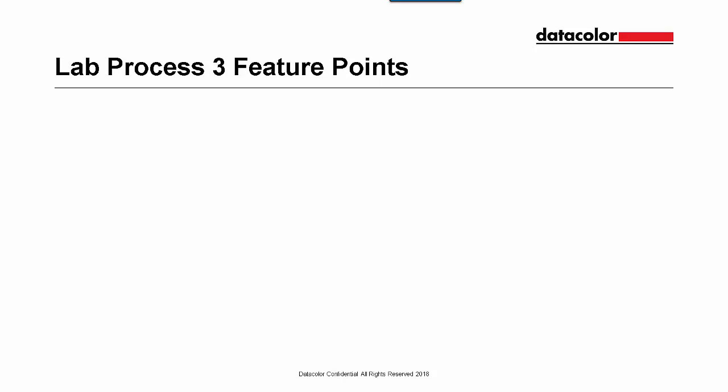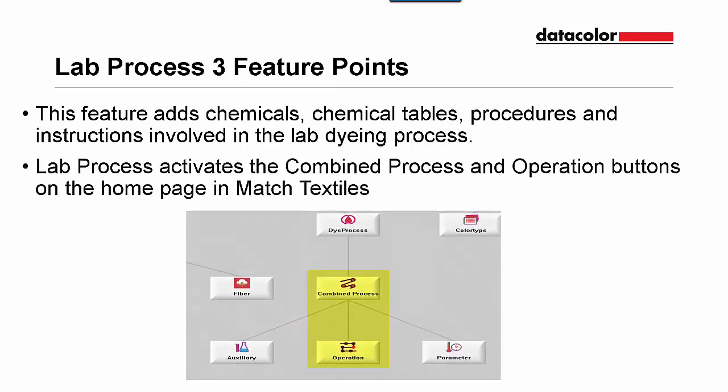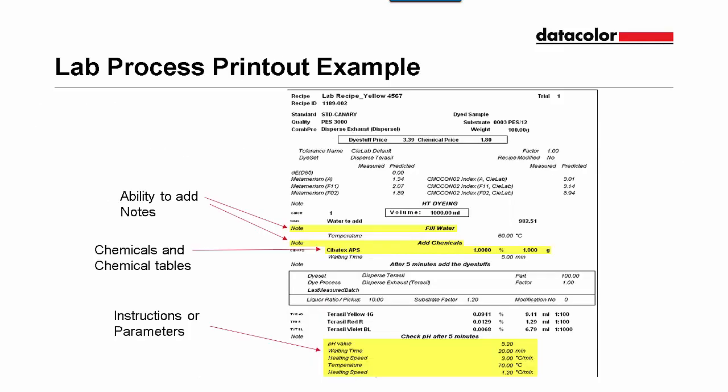The lab process option is worth 3 feature points. Lab process adds chemicals, chemical tables, procedures, and instructions involved in the lab dyeing process for the recipe printout. Lab process activates combined process and operations to the home page in Match Textiles. Shown below are examples of what is added to the printout in Match Textiles. Notes such as fill water and add chemicals, chemicals and chemical tables, and parameters such as pH value and waiting time.